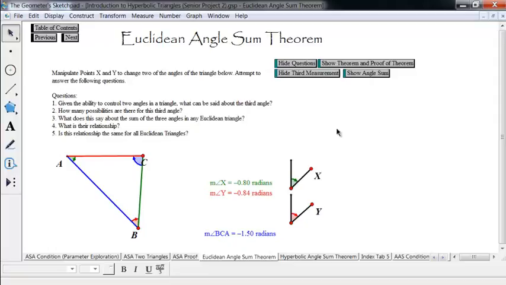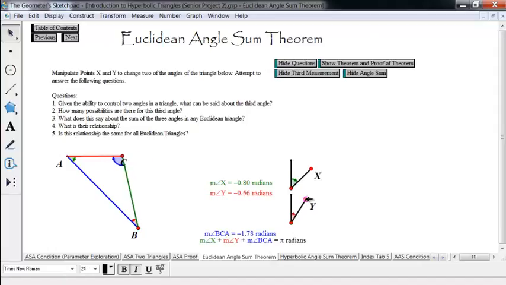So that's an important thing about Euclidean triangles, is that the sum is always the same, and so we can see that sum, and that sum is pi radians, or 180 degrees, and it really doesn't matter what the angles are. It always turns out to be the same sum.